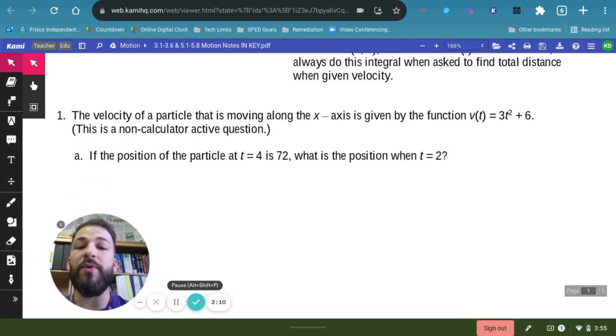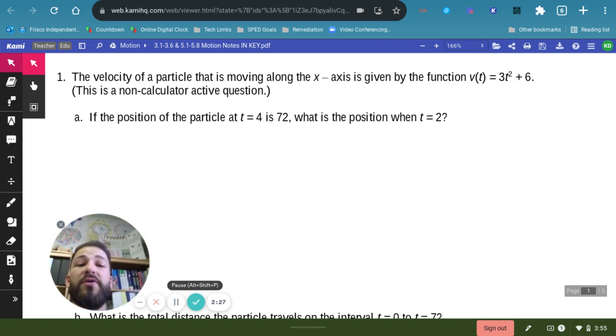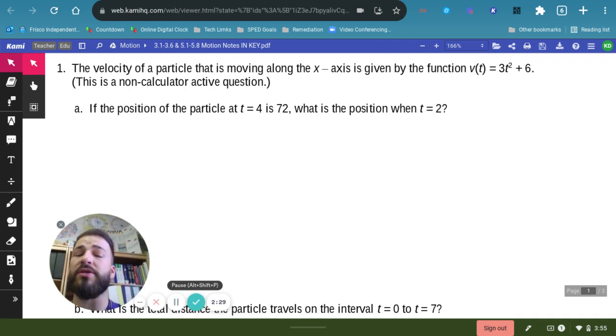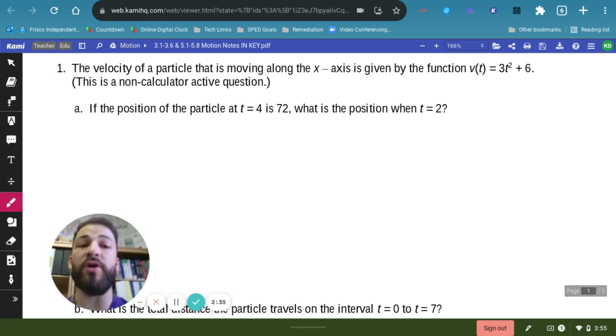We have the velocity of a particle that is moving along the x-axis given by the function v of t equals 3t squared plus 6. And this one's going to be a non-calculator question. So we want to find the position of the particle at t equals 2 if we know that at t equals 4, the position is 72. So the key piece is that initial condition. We've worked with initial conditions before in calculus, but our initial condition tells us where our particle is at. It gives us a starting point, something to go off of.